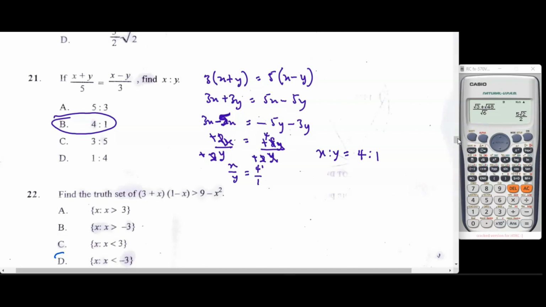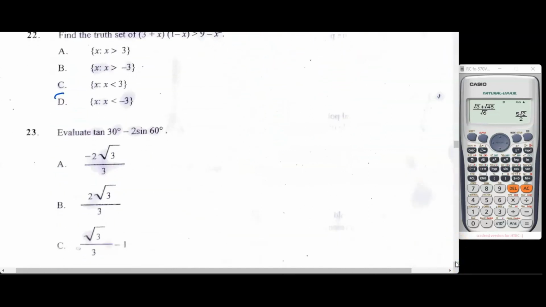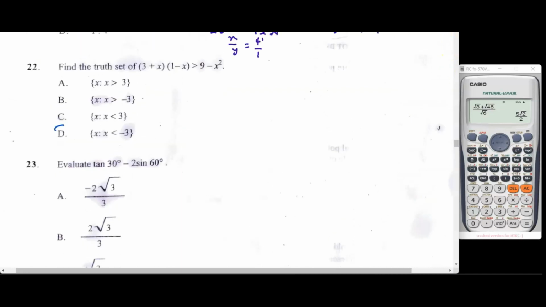Going to question number 22. Question number 22, it says that find a true set of that, and we need to multiply through, expand and simplify and regroup.